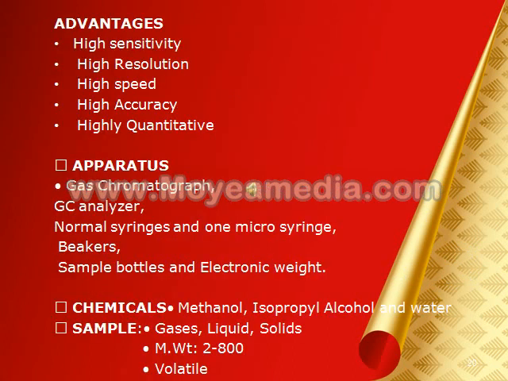This slide clearly indicates the advantages of gas chromatography over other chromatographies. Why is it used more, and more confirmatory results are obtained due to high sensitivity, high speed, and many other factors. The chemicals used here are methanol, isopropyl alcohol, and water. Sample can be a gas, liquid, or solid. The molecular weight which we can detect is from 2 to 800, and it should be in the volatile phase. These are the conditions required for gas chromatography.